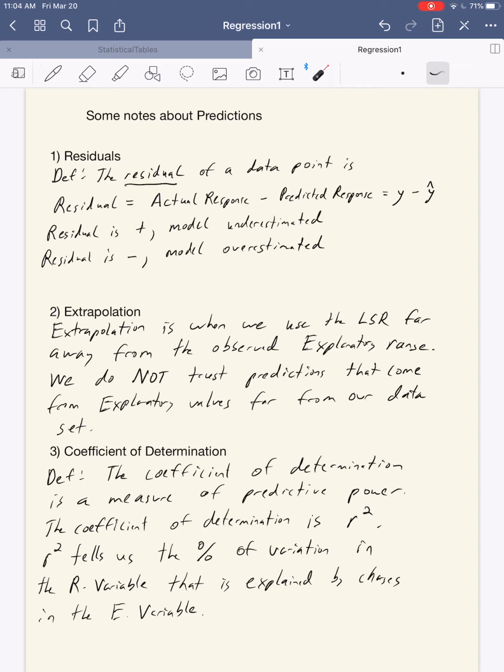You should be comfortable measuring the error through a residual. You always want to avoid extrapolation. And sometimes, we'll be asked to talk about the coefficient of determination.